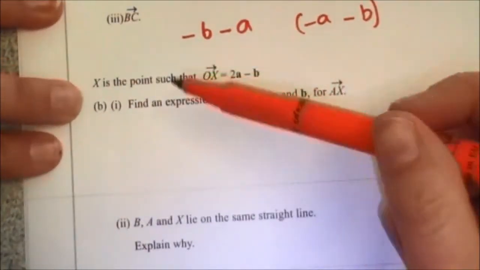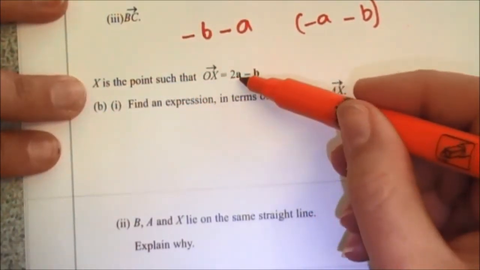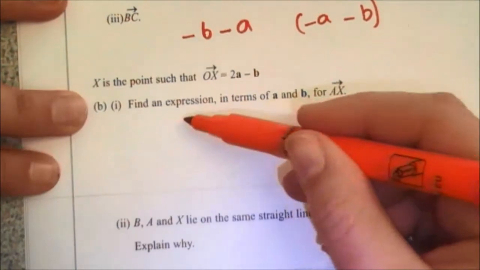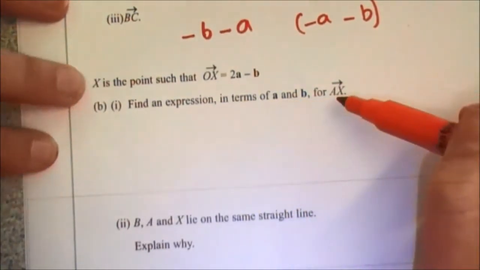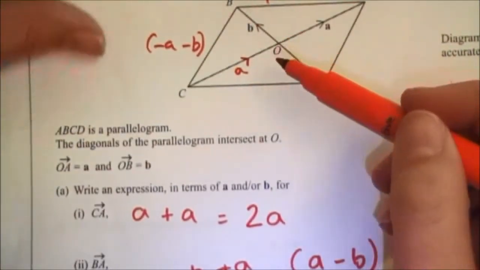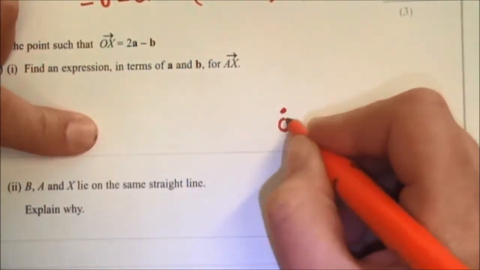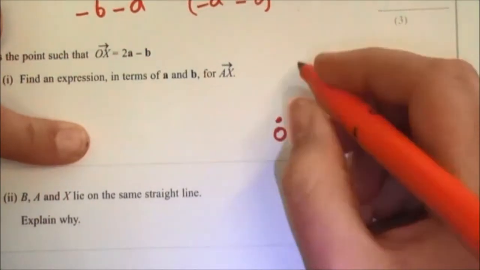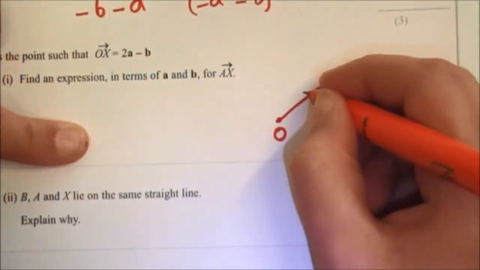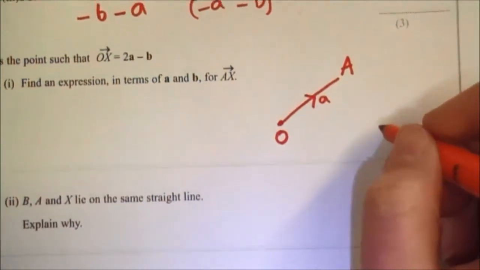Now, for the second part, X is the point such that OX equals 2A minus B. Find an expression in terms of A and B for the line AX. Now, looking at our diagram, this has got potential to get quite messy. I'm going to just do a little sketch down here which copies part of my diagram. So I've got the centre of O, because it involves O. I've got this road that was going up there to A, and that was lowercase a.